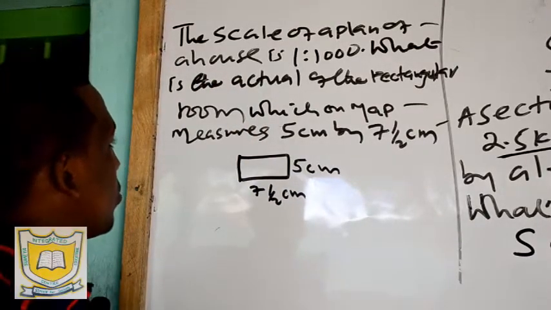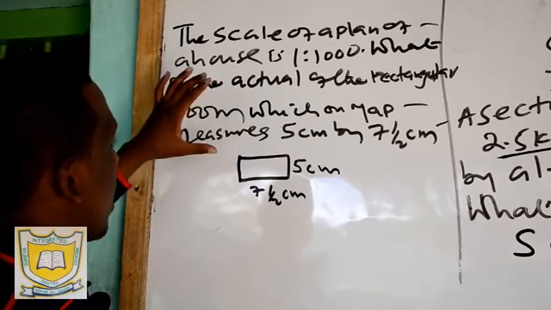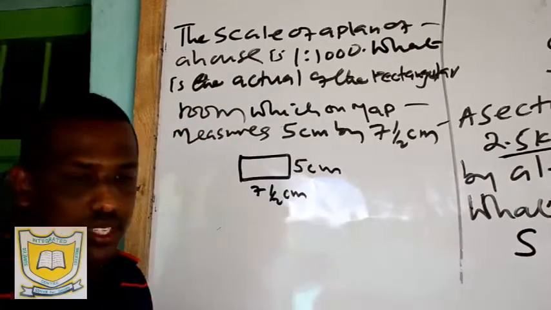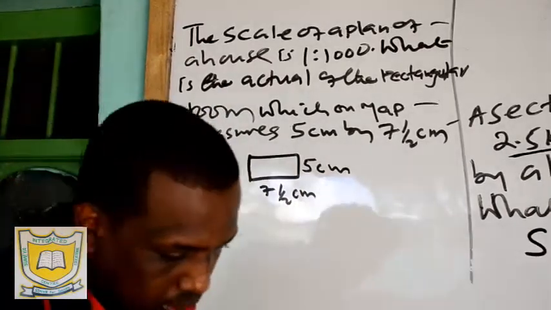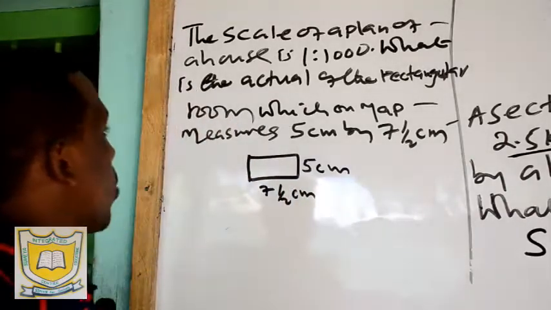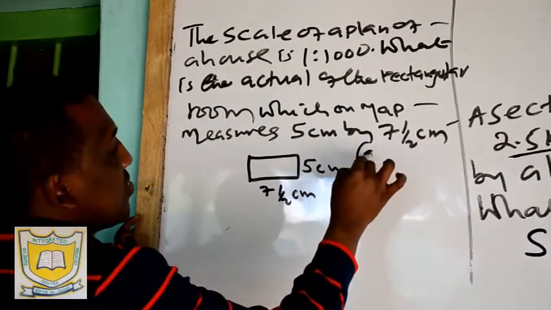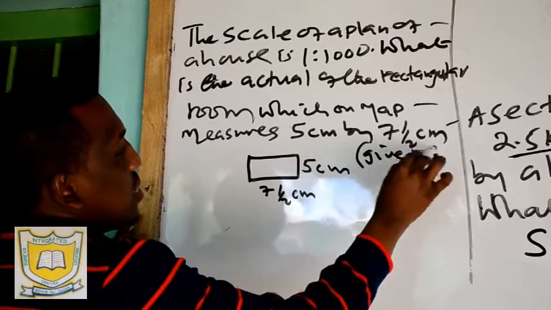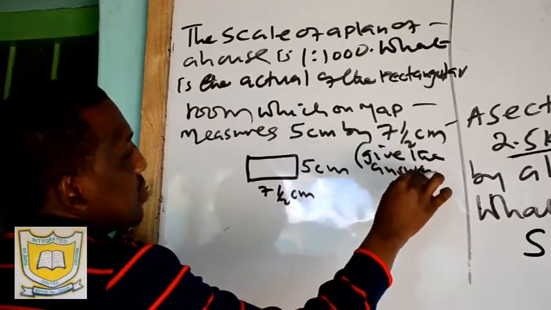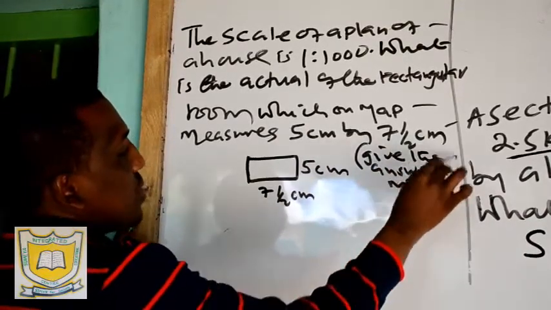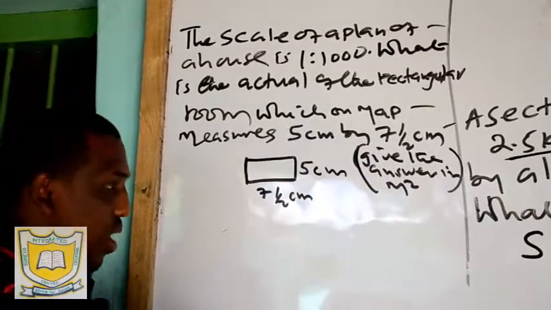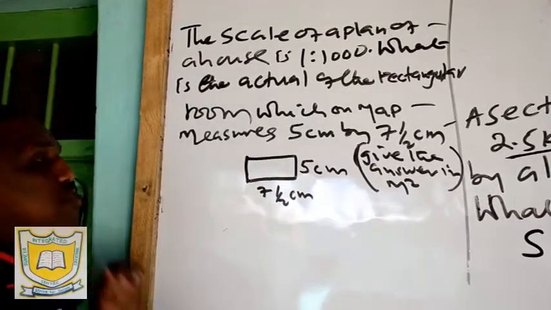And you are told to give your answer in meters squared. They said NB, you give your answer in meters squared. So now it's the same way we did.